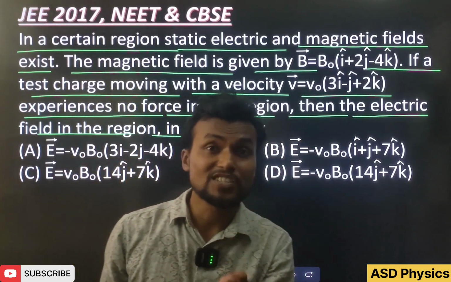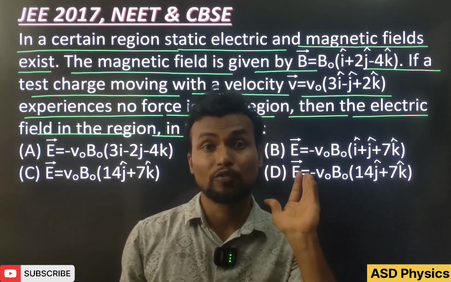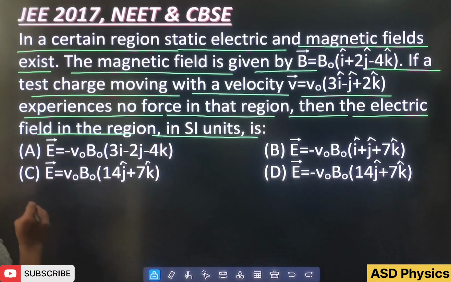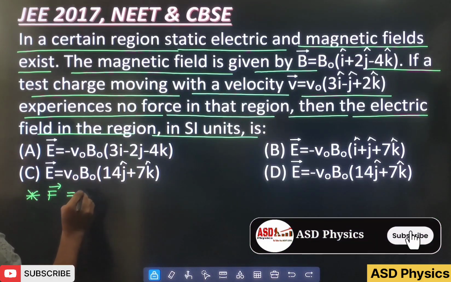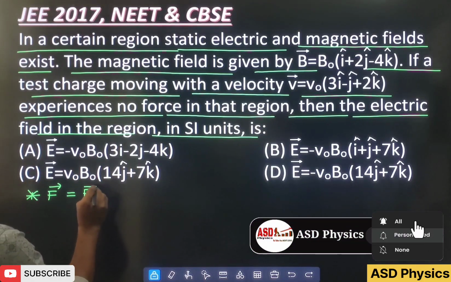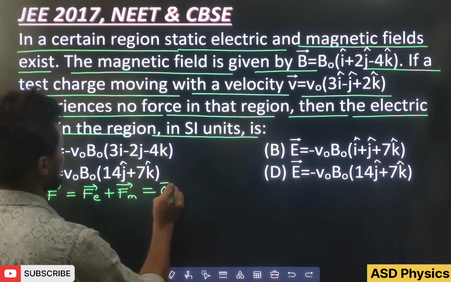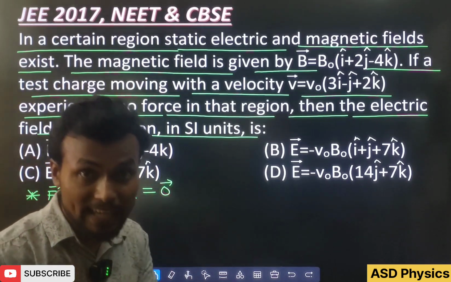The main thing is that the test charge is not experiencing any force here, and both the fields are there, so both the forces should also be there. Remember that here the basic is the net force. What is the net force here? The electrostatic force plus magnetic force is how much? 0, because the charged particle is not experiencing any force.